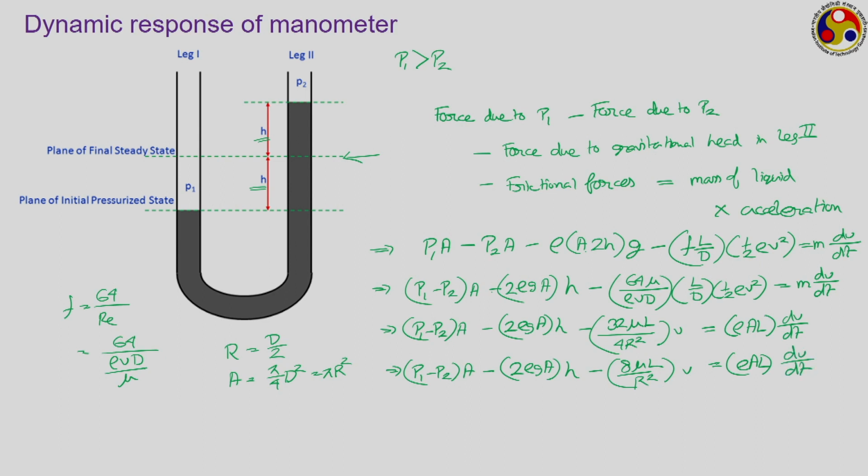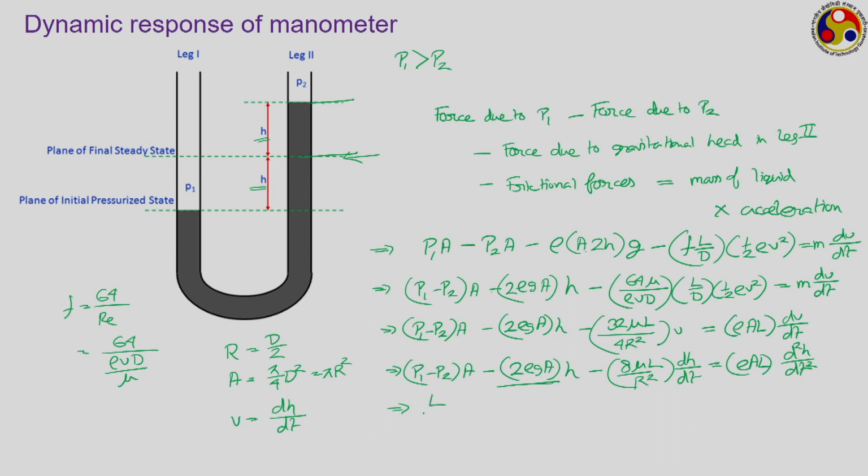Now, what is the relation between V and this H? H is the change in the liquid column height from its initial level to the final level, and V is the velocity with which it is happening. Therefore, we can always write V is equal to dH/dt. So, if we replace that, this V can be written as dH/dt. Similarly, this one can be written as d2H/dt2, and now we divide this entire equation by this particular term, 2 rho g A, and reorganize.